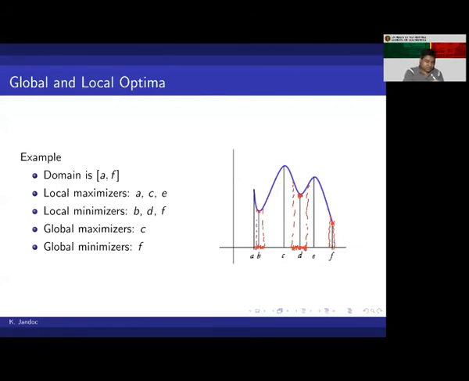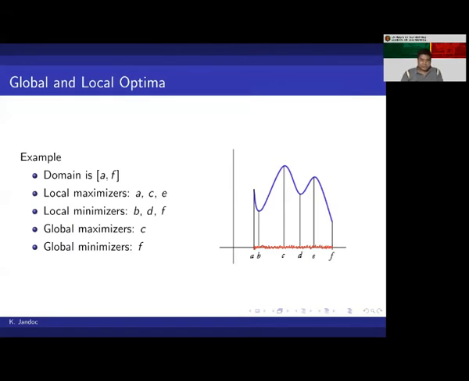Now, what are the global maximizers and minimizers of this function? Global, by the name itself, means that we have to consider the whole domain. So what is the whole domain? The whole domain is from A to F, this part. So that's the whole domain of this function.